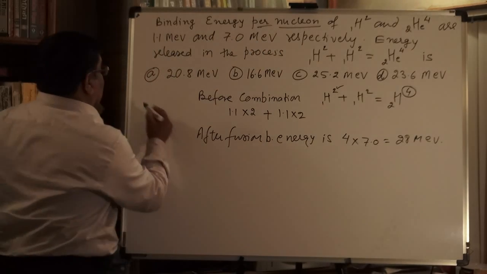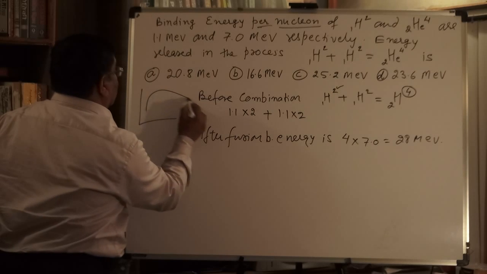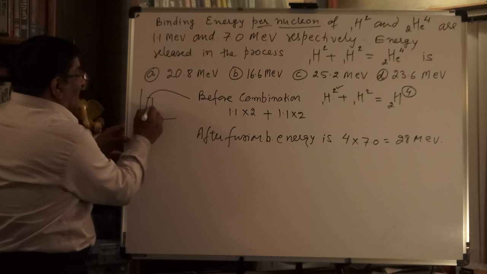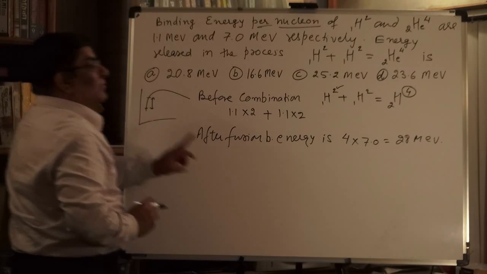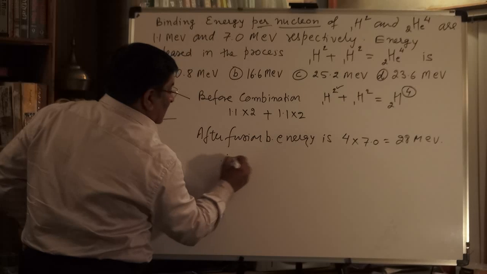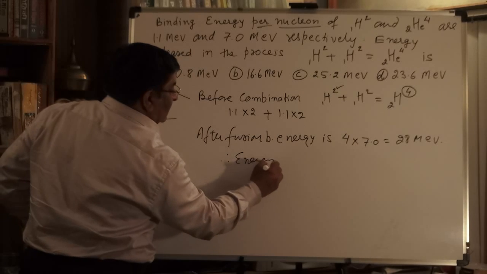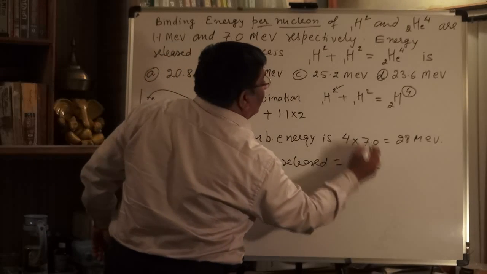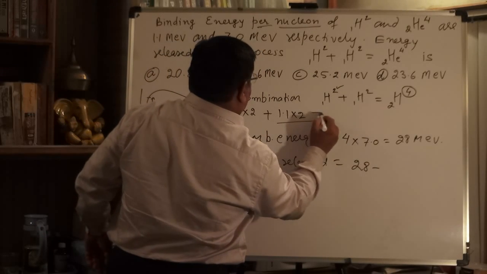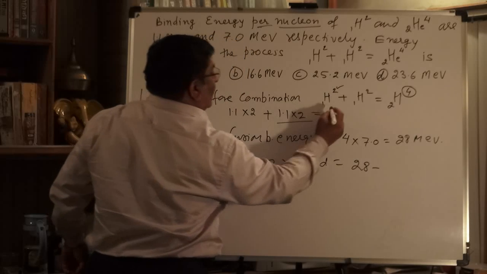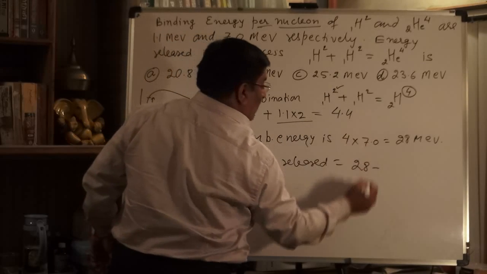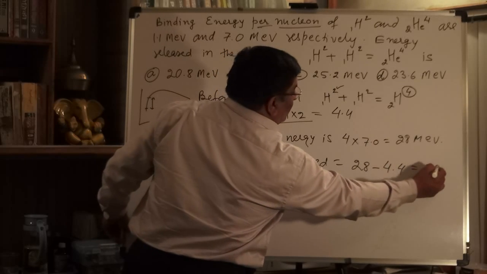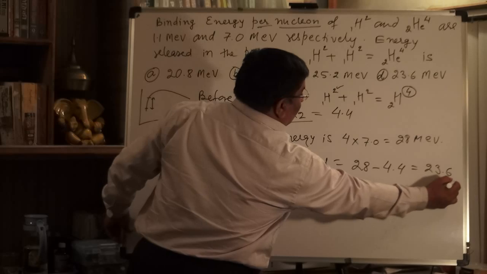So the energy has increased, and we know when the energy increases, there is a fusion. So this is the energy released. How much is the energy released? Therefore, energy released is equal to 28 minus, okay, let's solve this, 2.2, 2.2, this is 4.4. 28 minus 4.4 is equal to 23.6 million electron volt.